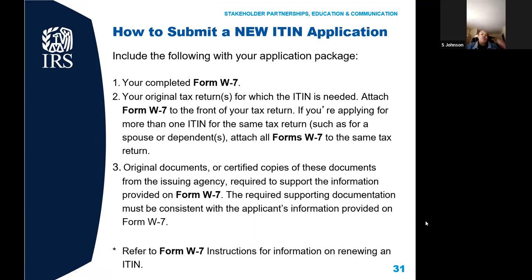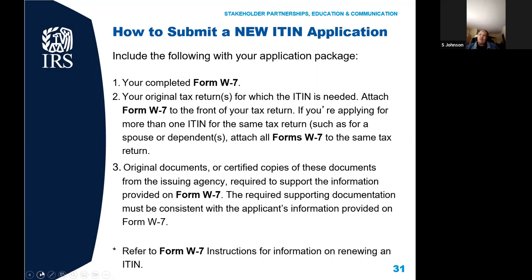So we've talked about who needs an ITIN and what they have to do to apply for it. Now we're going to talk about the application process. So now you're going to submit your ITIN application. Include the following with your application package: the W-7 and your original tax return for which the ITIN is needed. You need to attach the Form W-7 to the front of your tax return.